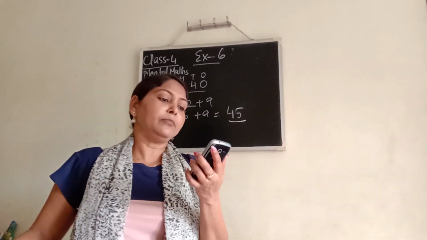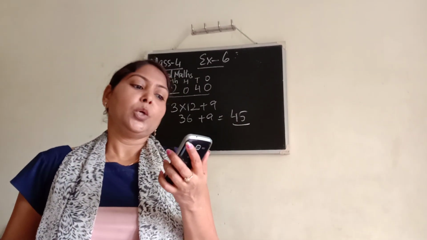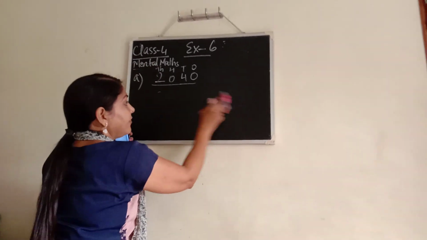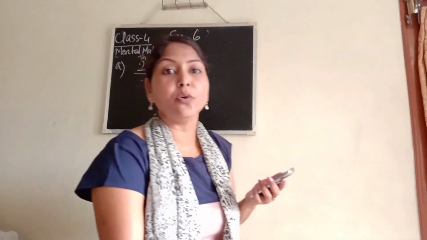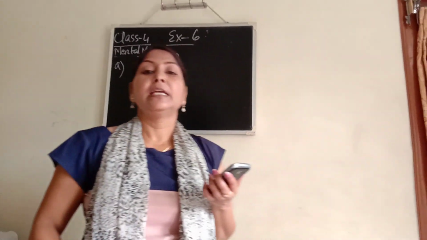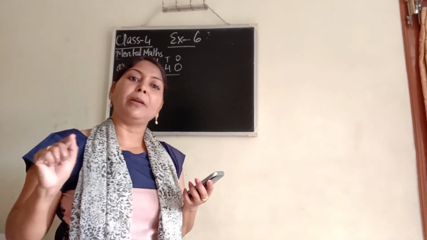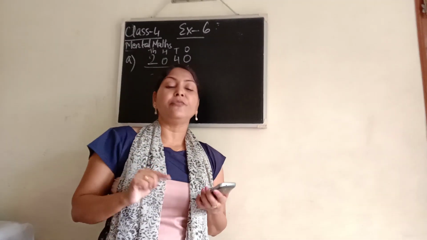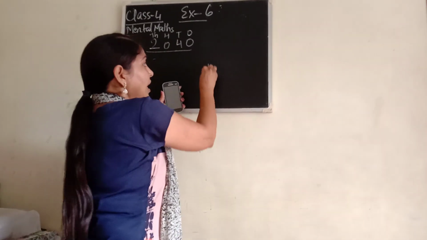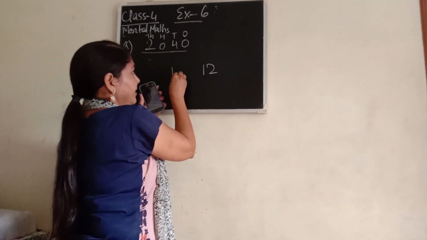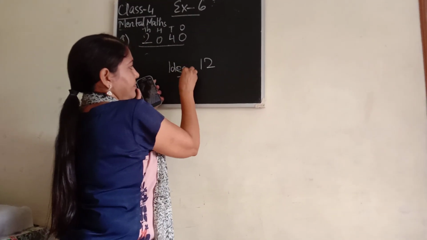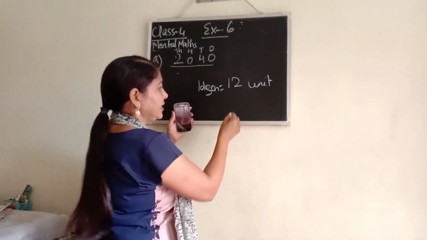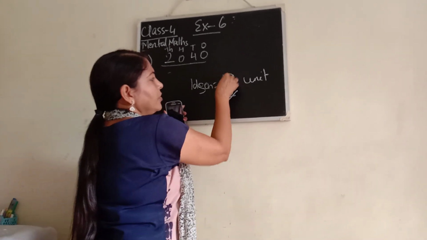Okay. Then comes question number C. 2.5 dozen minus 1 score. Now 2.5 dozen means what? 1 dozen is equal to 12 units. Then 2 dozen equals, just multiply 2 into 12, 24. And what is the half of 1 dozen? If 1 dozen is equal to 12 units, then what will be half of it? Just divide it by 2, you get 6.